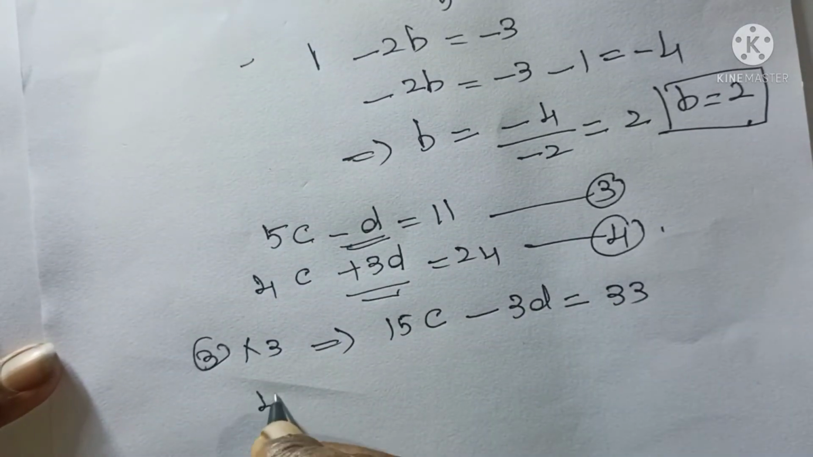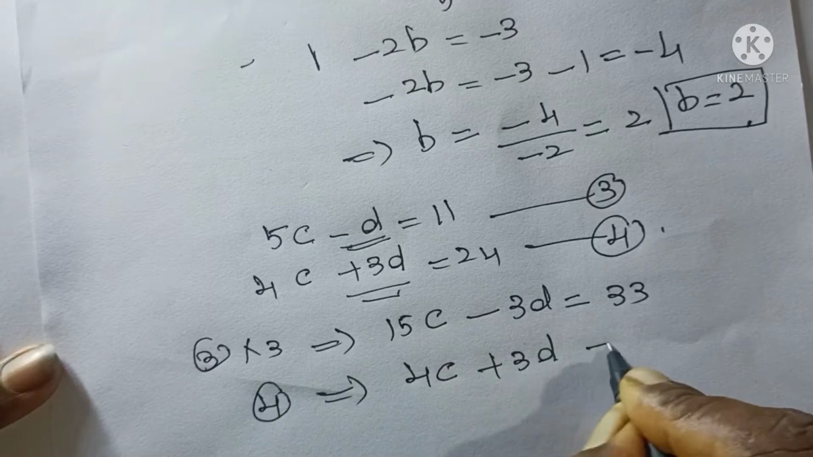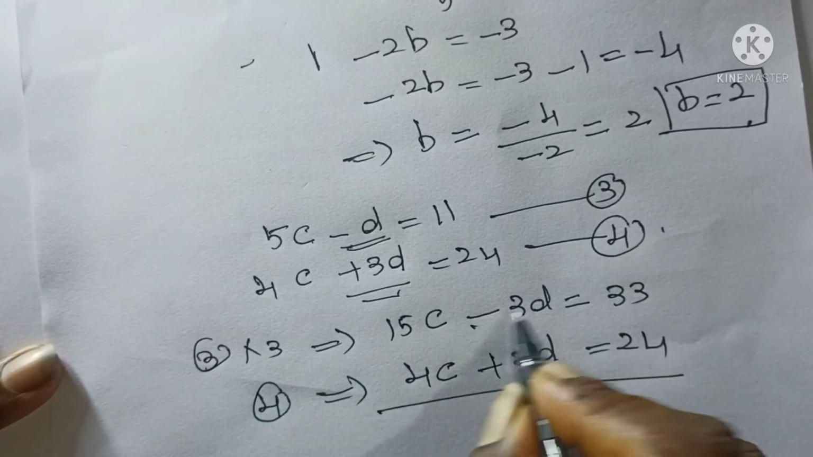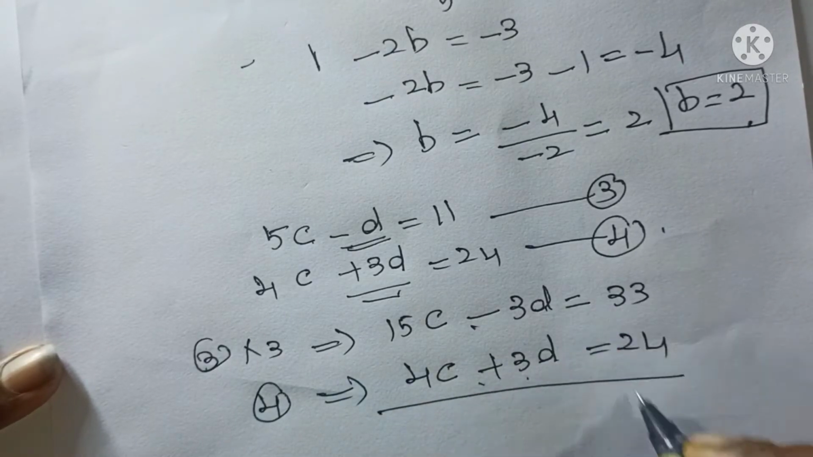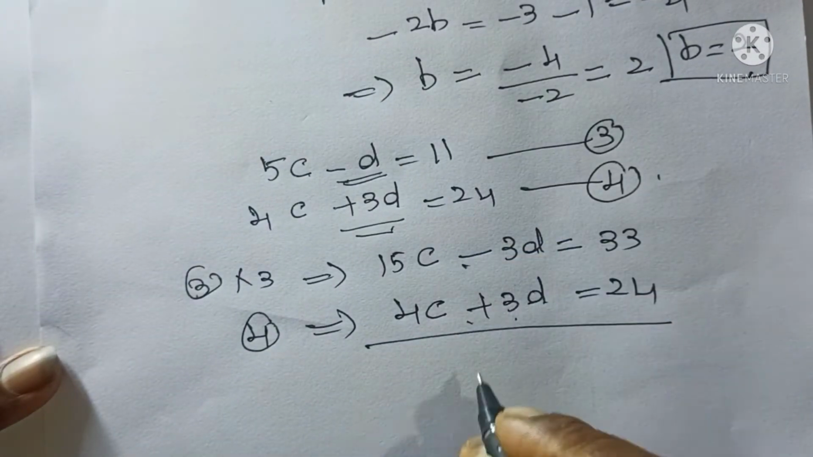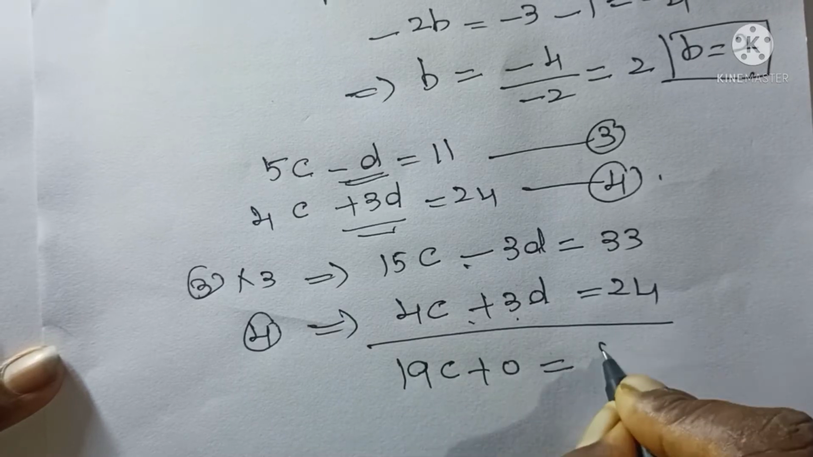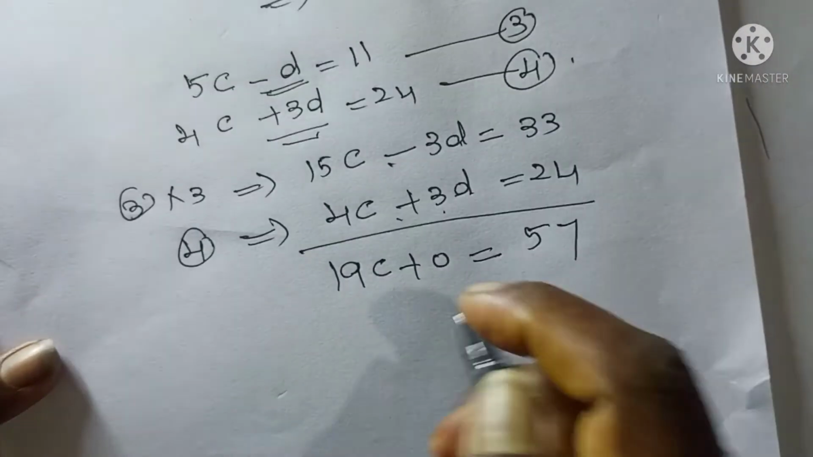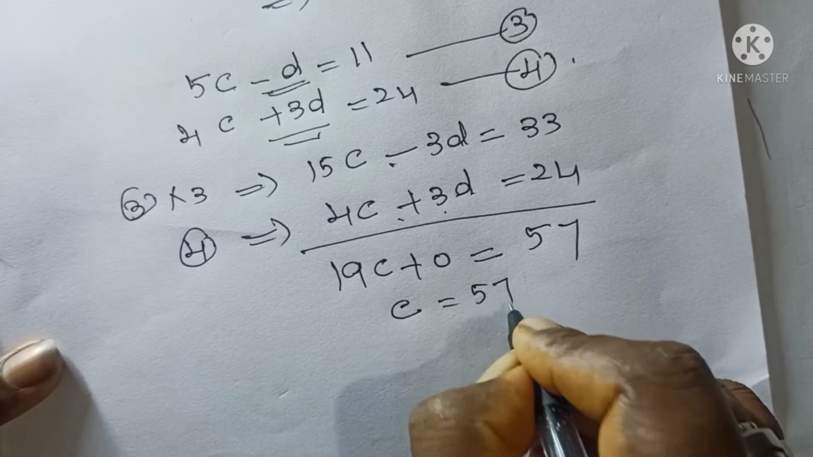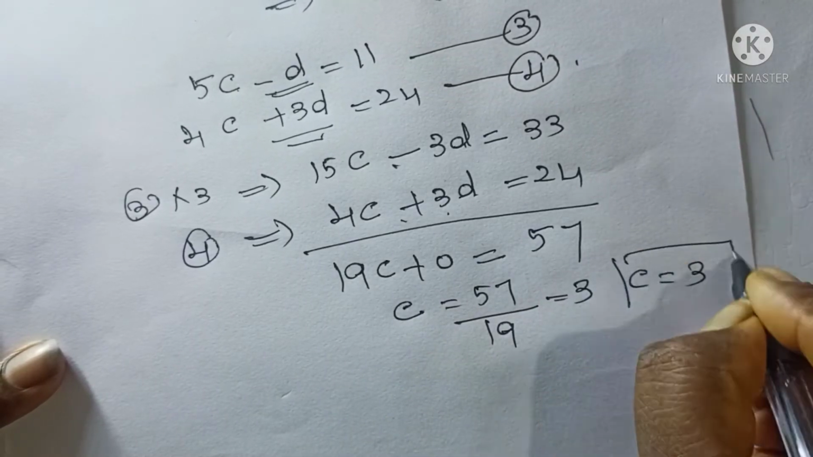Then again you have to write the fourth equation. 4C plus 3D is equal to 24. Here minus 3D, plus 3D. So you have to add these two equations. Then you will get this term as 0. So here 19C plus 0, which is equal to 57. So C is equal to 57 divided by 19, which is equal to 3. So what is the value of C?